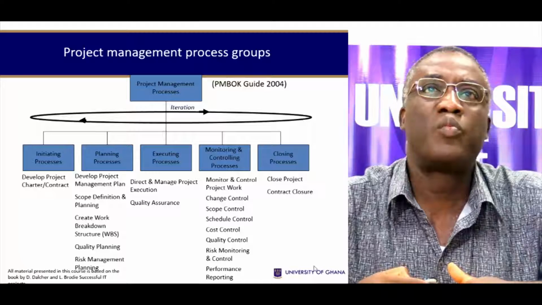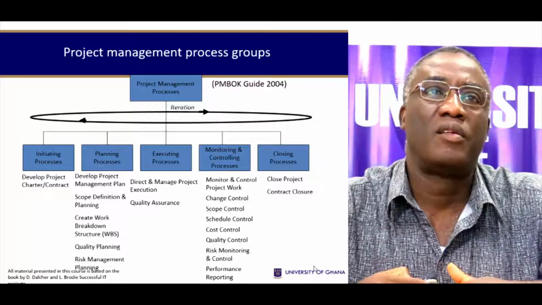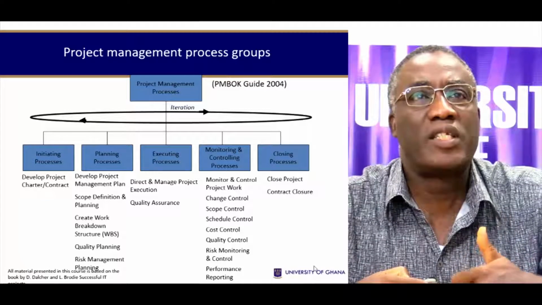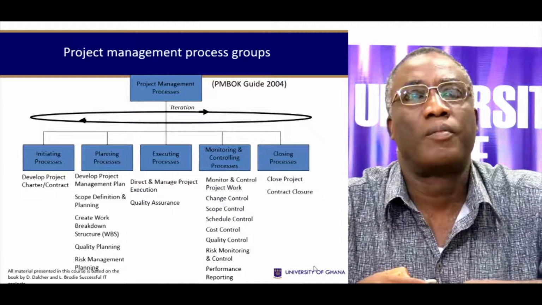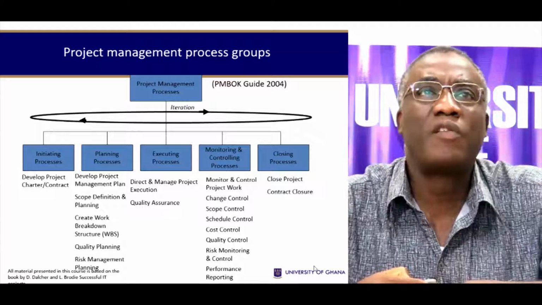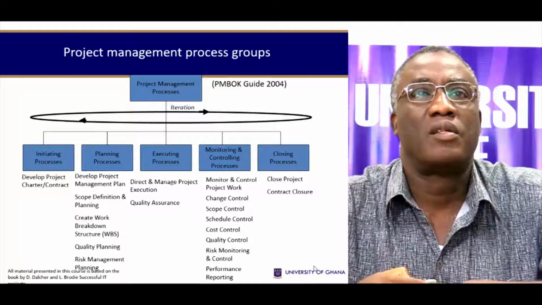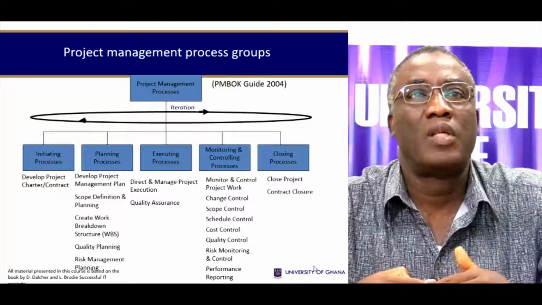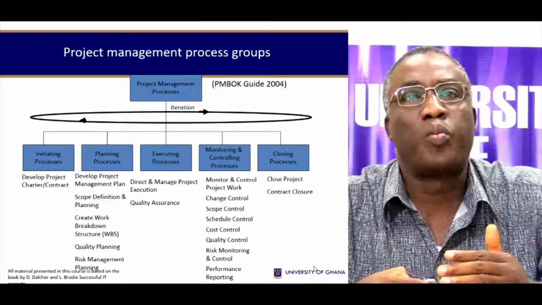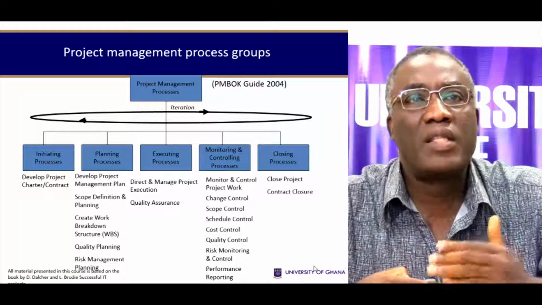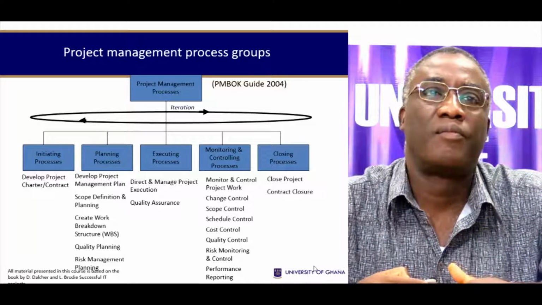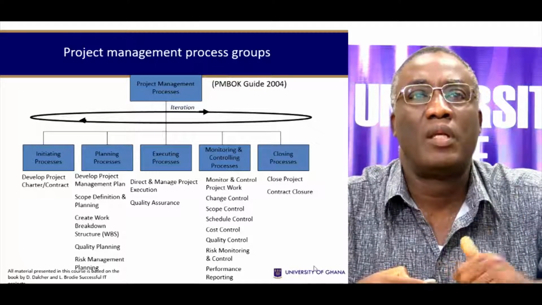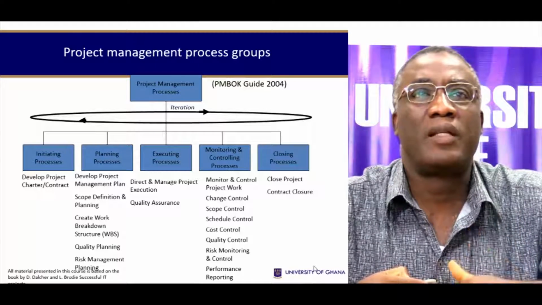So, the initiating processes, what are they? In an initiating process, you have to develop the project charter or contract. What is involved in the planning processes? You need to develop a project management plan. Define the scope. Create the work breakdown structure. Do the quality planning. Do the risk management planning.